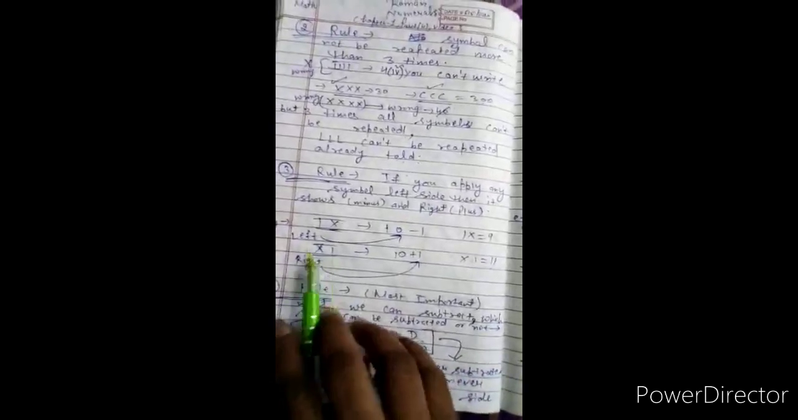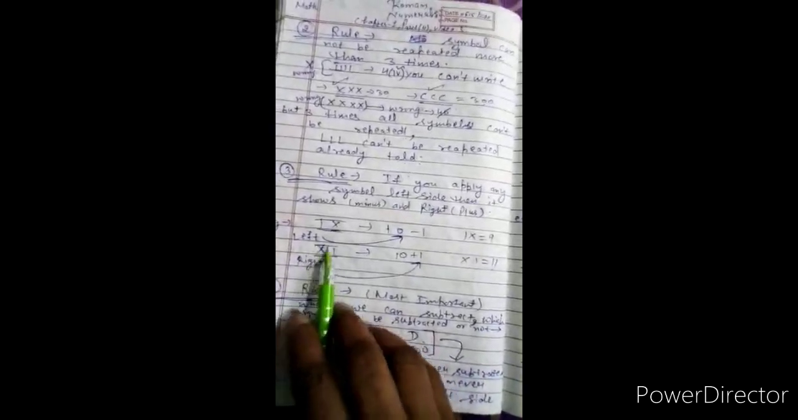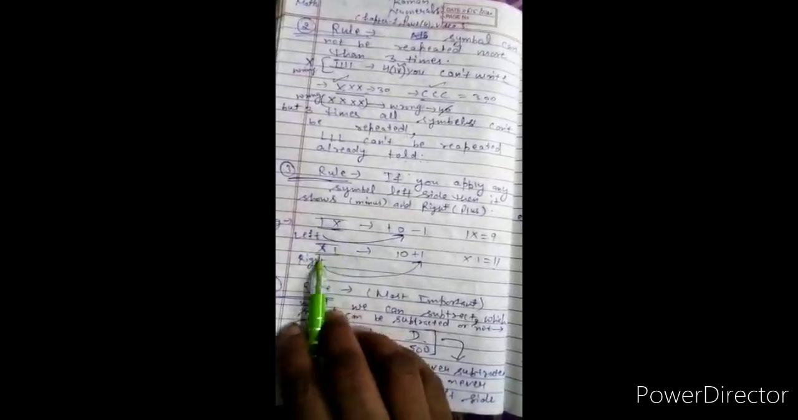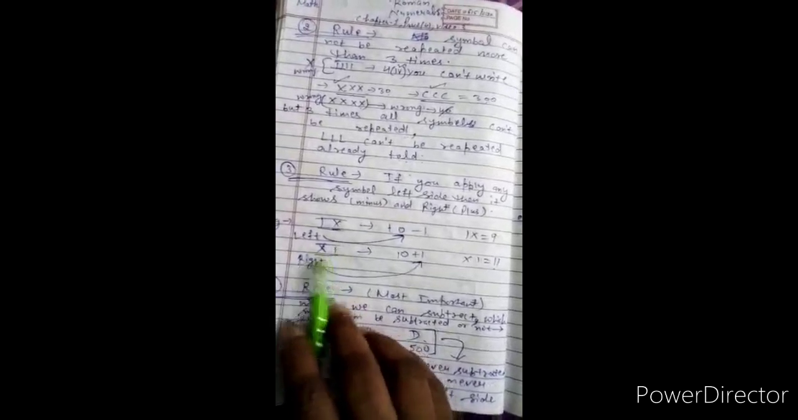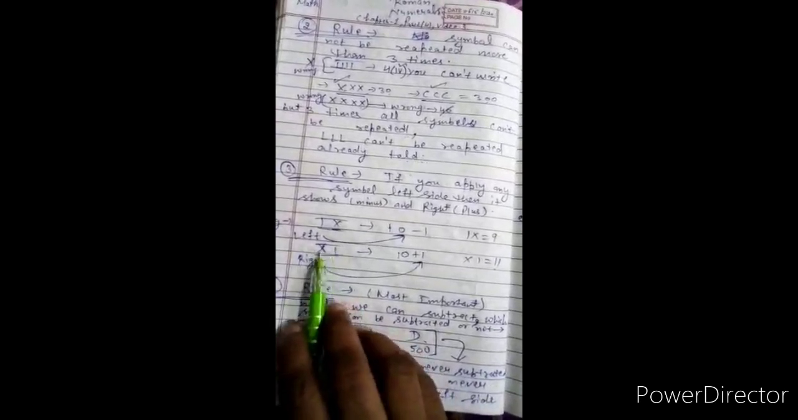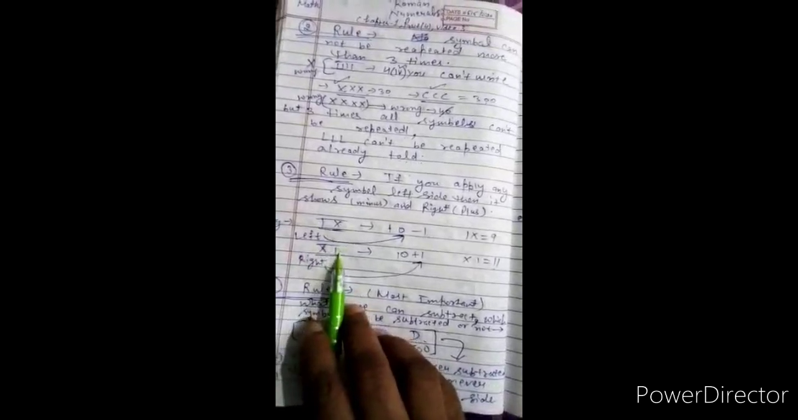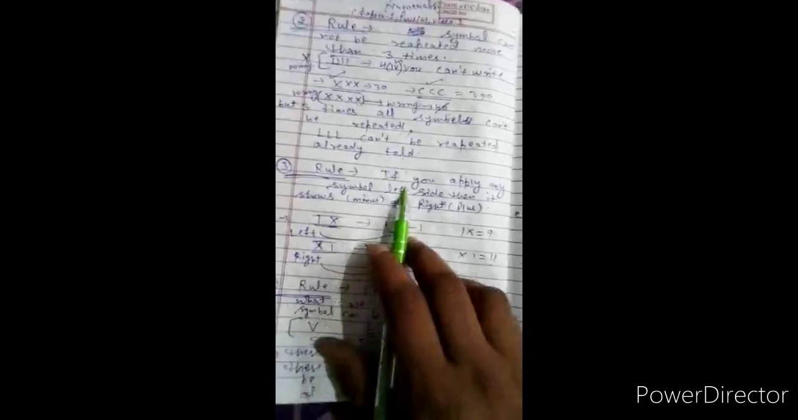Now if we apply a symbol to the right side of another symbol, like X is already written and we apply I to the right of X, where I in Roman numerals is 1, it will be plus. X is the symbol of 10, so 10 plus 1 will be 11. We can write it like this also. So this is the third rule.